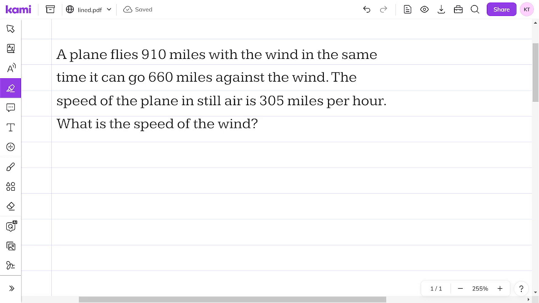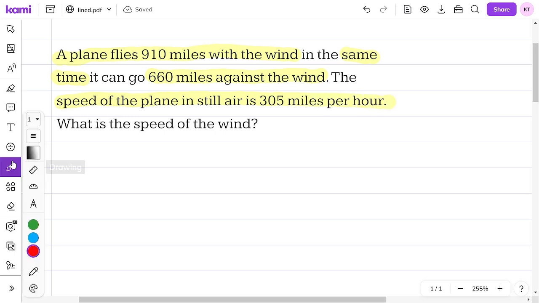So the first part is the plane flying with the wind, 910 miles, and then in the same time, it can go 660 miles against the wind. And then another key part is the speed of the plane in still air is 305 miles per hour.